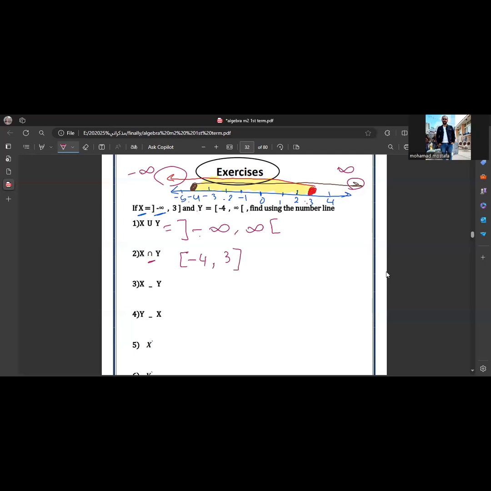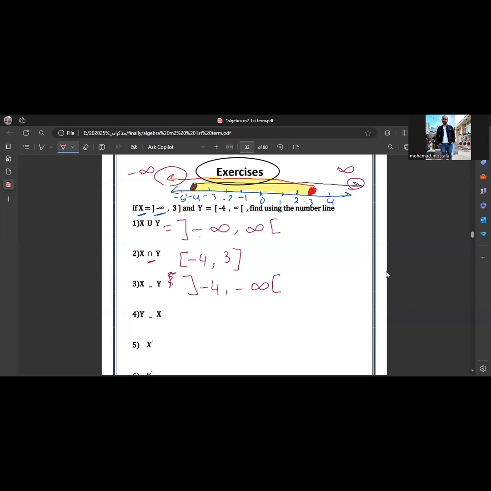X difference y. We must hide y. Y is taken from negative 4 to infinity. So we'll take from x from negative 4 opened to negative infinity. Negative infinity and here negative 4.